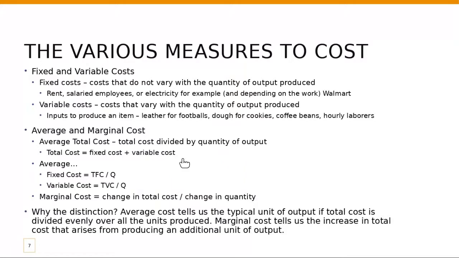Now, the various measures of cost. Simply put, we have two basic forms of cost. The first is fixed costs. These are costs that do not vary with the quantity of output produced. Just to give you an easy example, we have rent, salaried employees, or electricity, for example, depending on your company, like Walmart.